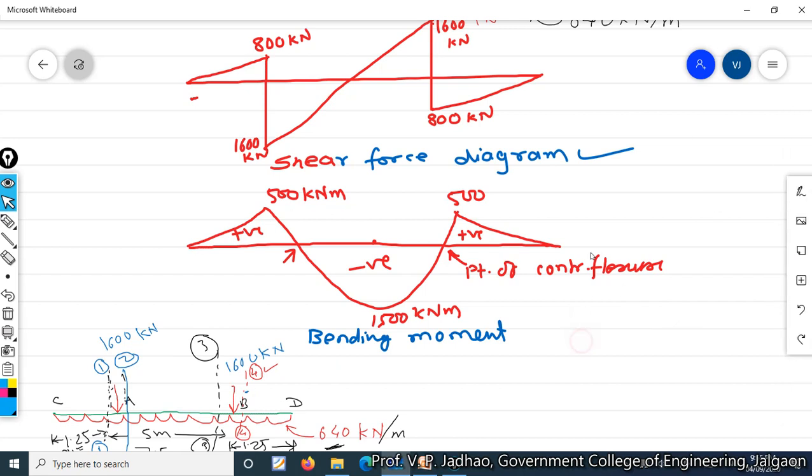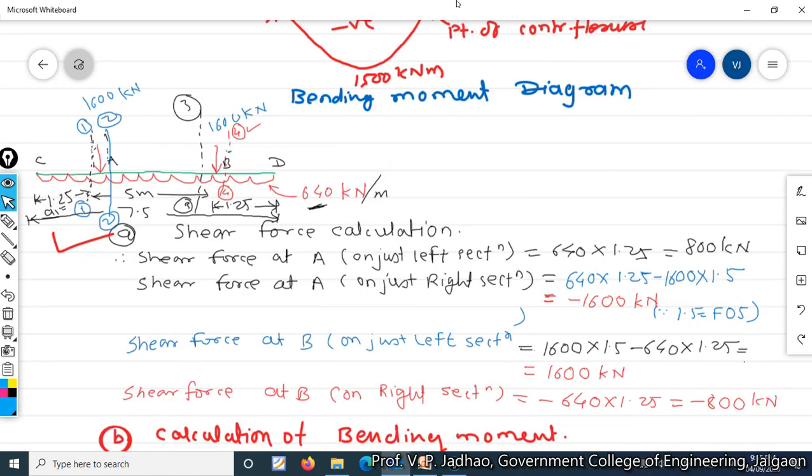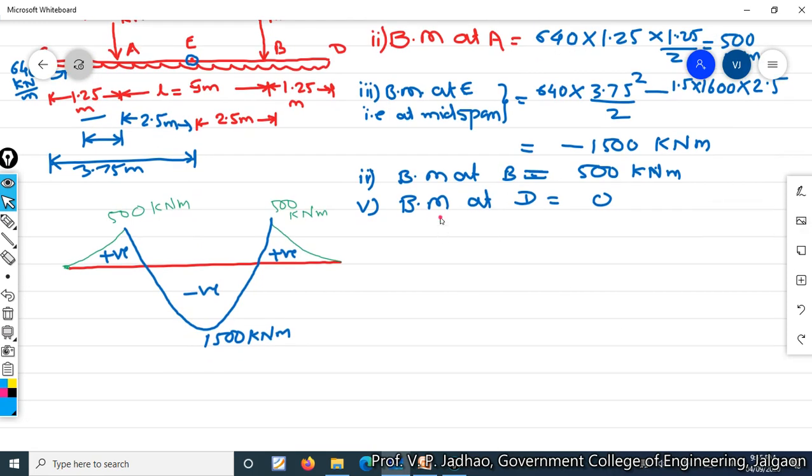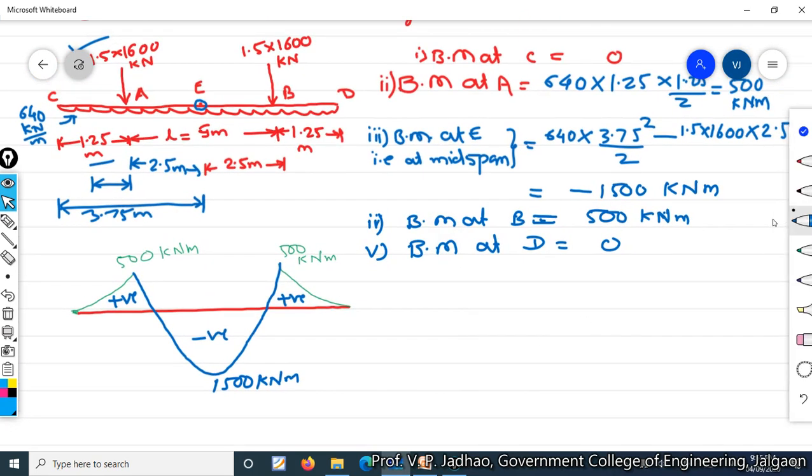Now we will have to calculate the location of point of contraflexure. Now if you see this particular bending moment diagram, this is same as drawn above. Now this bending moment will be 0 here, therefore this will be the point of contraflexure.